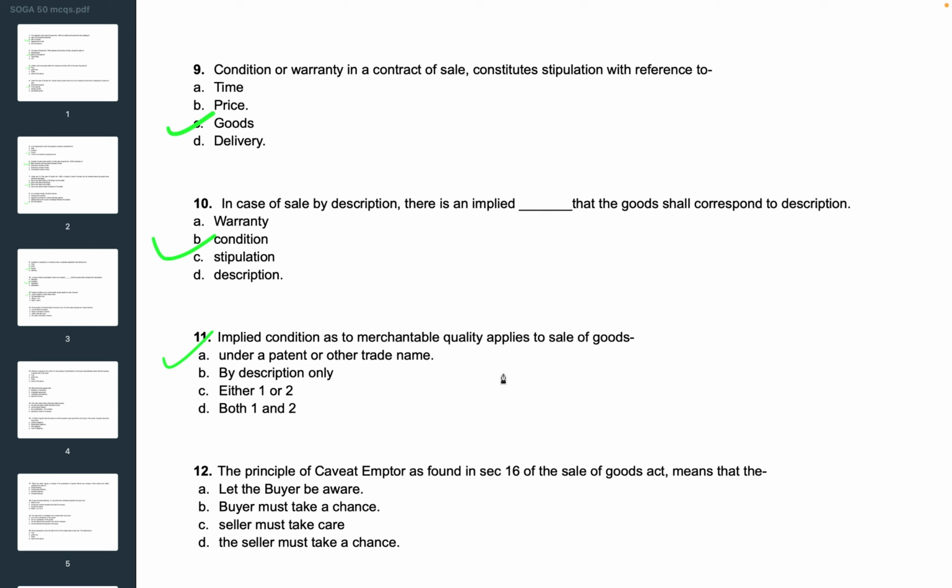Next question. The principle of caveat emptor as found in Section 16 of the Sale of Goods Act means that the options are A. Let the buyer be aware, B. Buyer must take a chance, C. Seller must take care, D. The seller must take a chance. The correct answer is A. Let the buyer be aware.